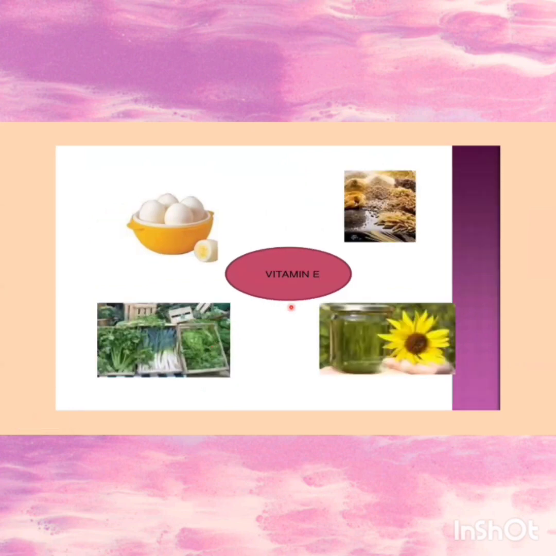Next, vitamin E. Whole grains, cereals, corn, cotton seed oil, eggs, egg yolk, green leafy vegetables. These are the sources of vitamin E. Next, vitamin K, green leafy vegetables, tomato, and egg yolk are the sources of vitamin K.